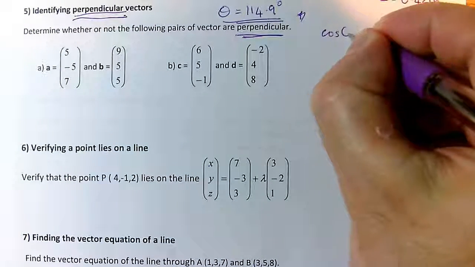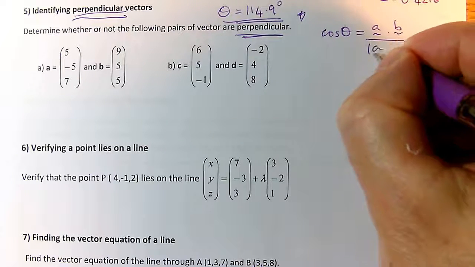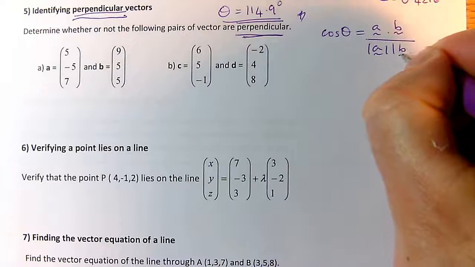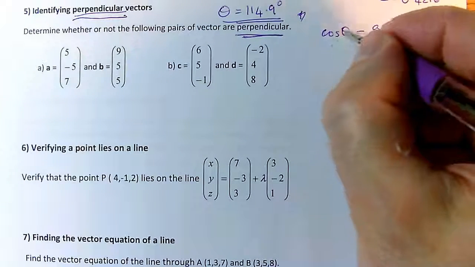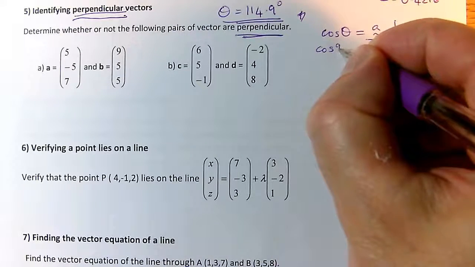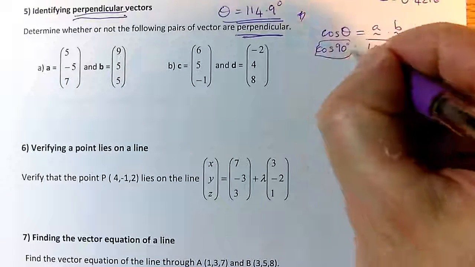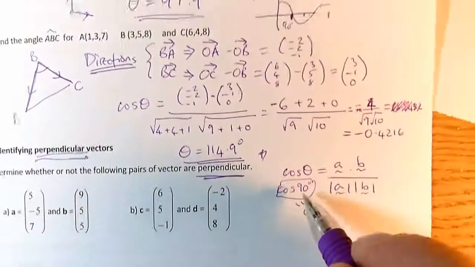And I know that cos theta is the first vector dotted with the second vector divided by the magnitudes of the two vectors. So why is this different? Well, it's a special case. When it's perpendicular, theta is 90 degrees, and cos of 90 degrees equals 0. Think about your cos graph.